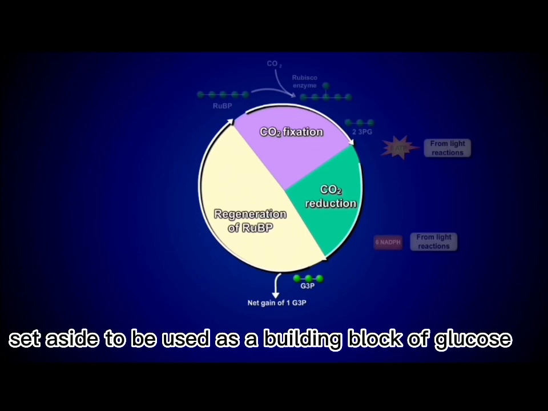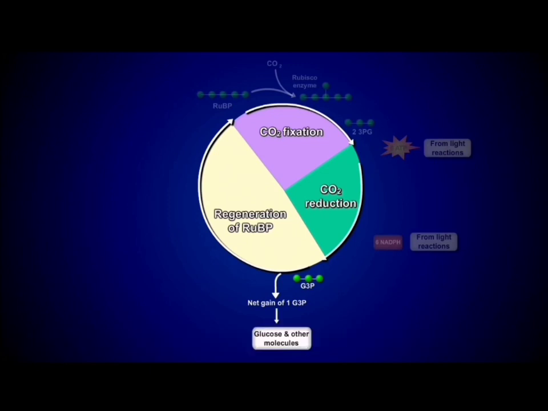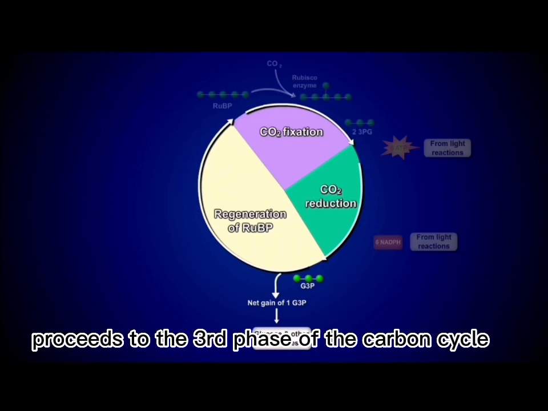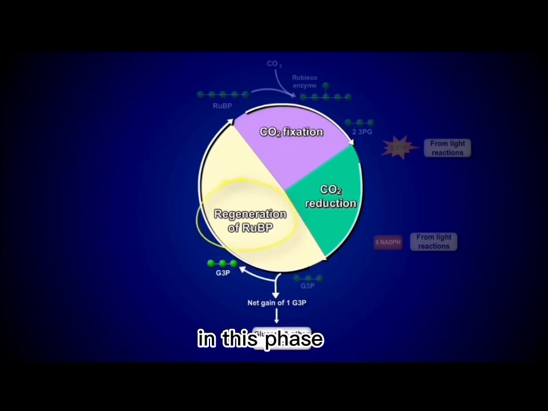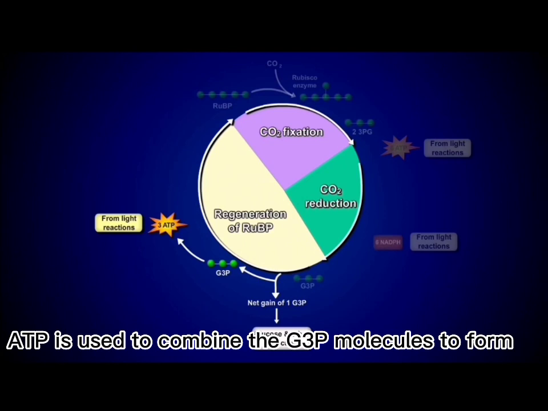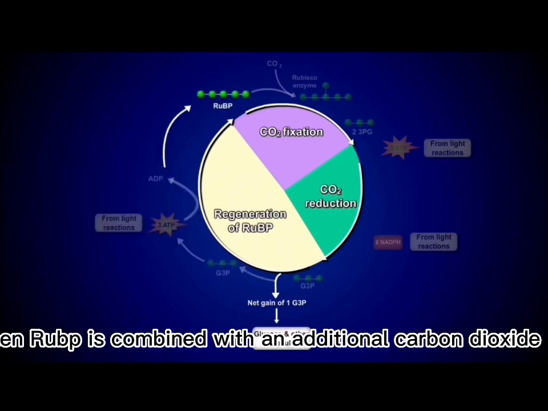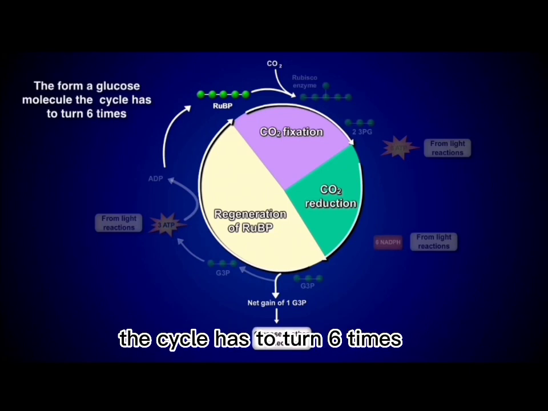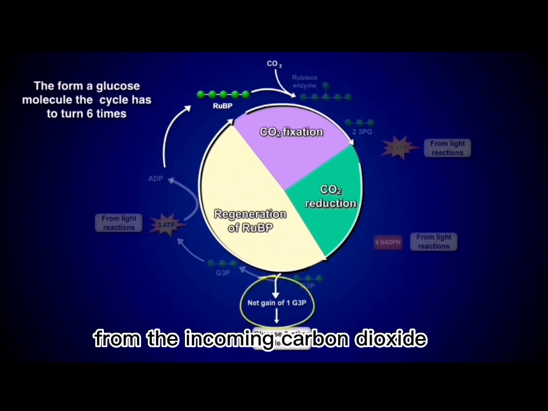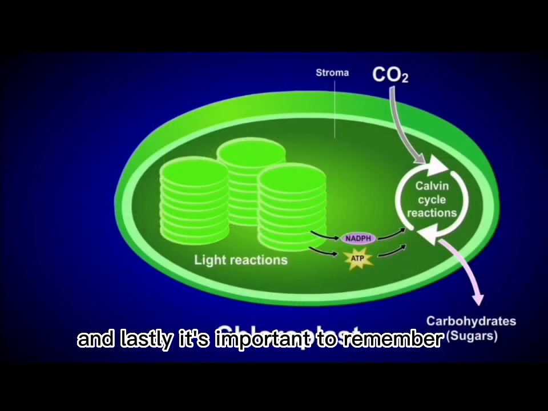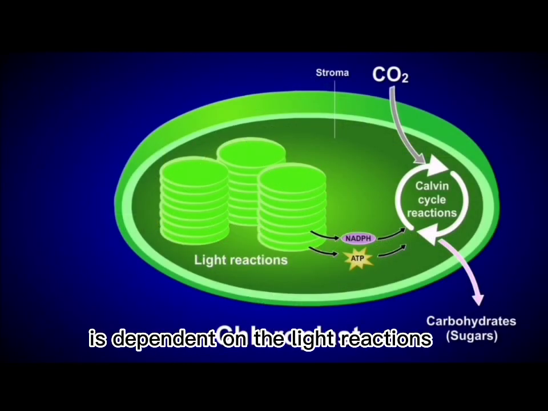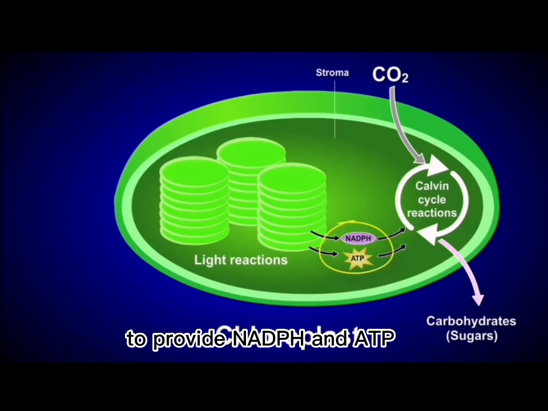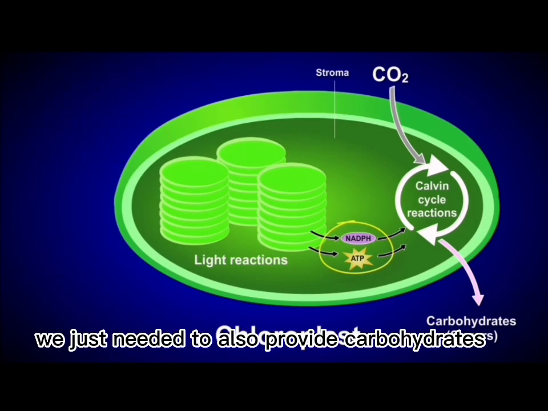One of the G3P molecules is set aside to be used as a building block of glucose, but the majority of the G3P molecules proceed to the third phase of the Calvin cycle. In this phase, ATP is used to combine the G3P molecules to form RuBP molecules. Then RuBP is combined with an additional carbon dioxide to continue the cycle. To form a glucose molecule, the cycle has to turn 6 times because each turn of the cycle only adds 1 carbon atom from the incoming carbon dioxide. And lastly, it's important to remember that the Calvin cycle is dependent on the light reactions to provide NADPH and ATP, which are needed to produce carbohydrates.